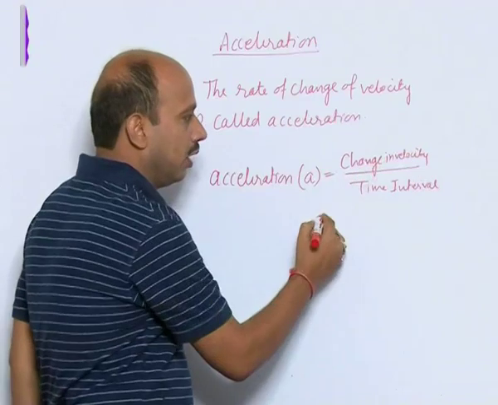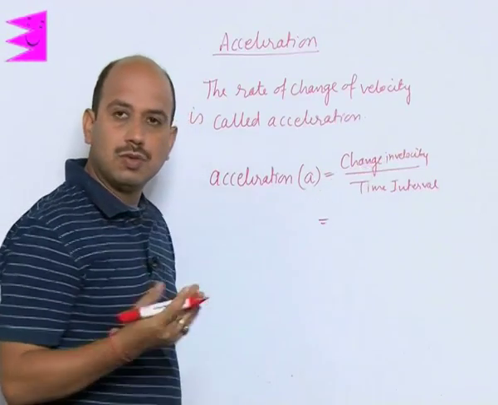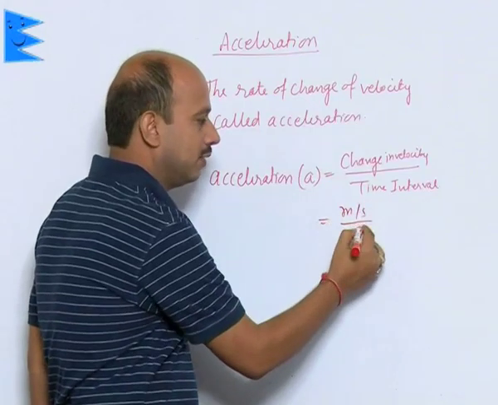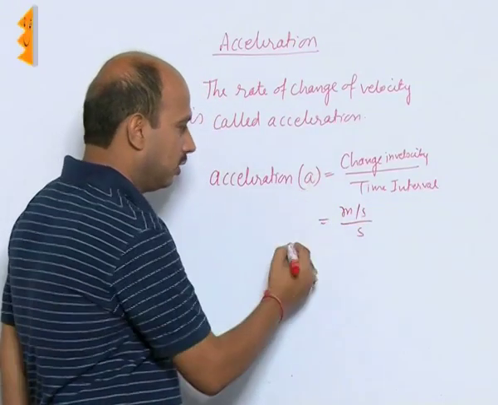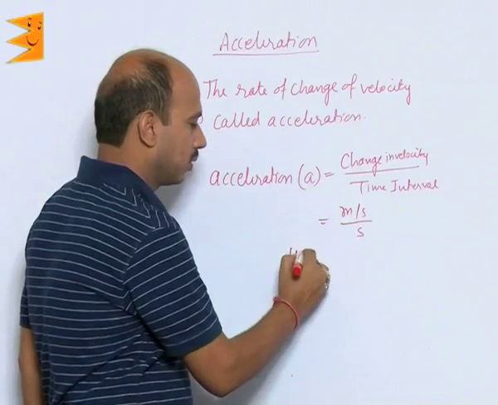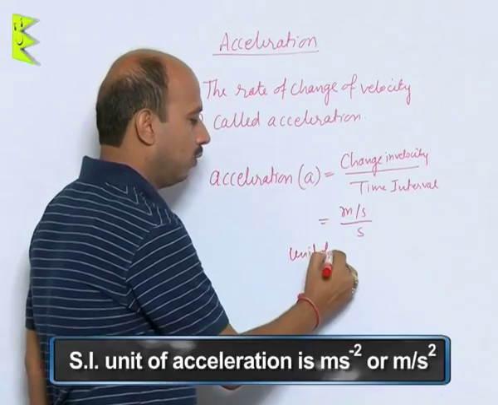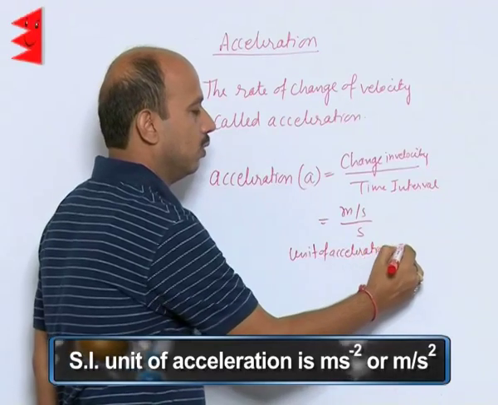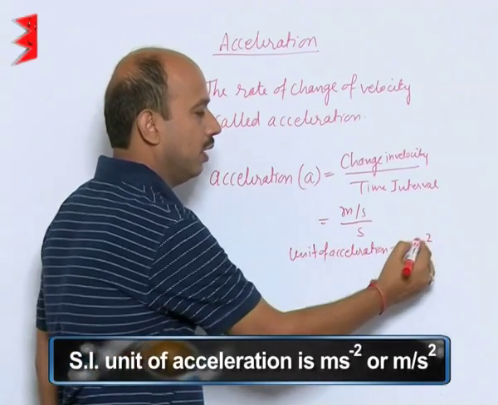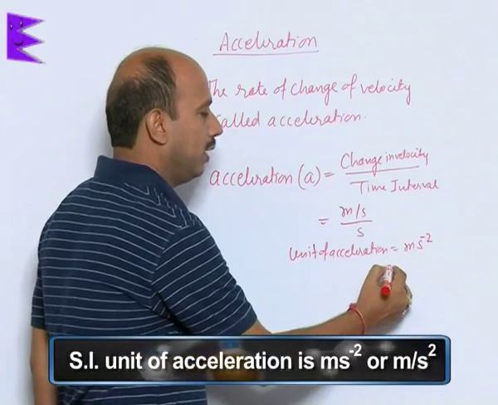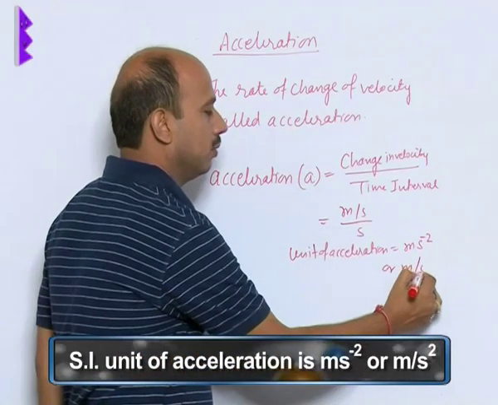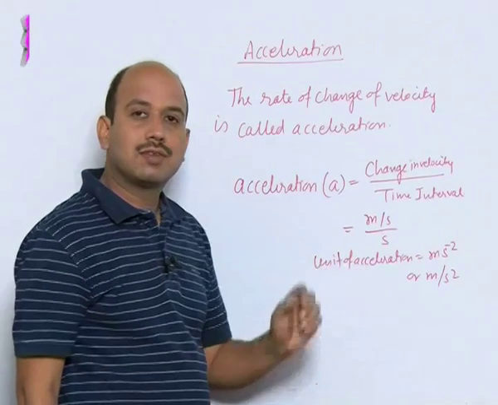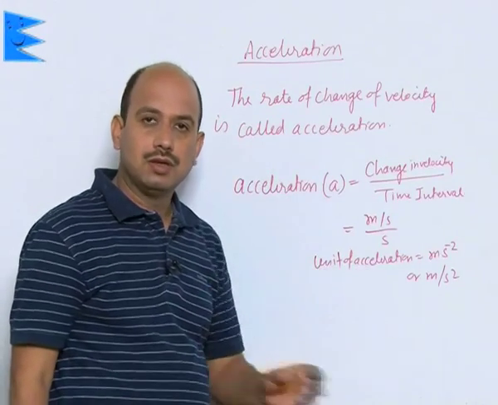We know it, change in velocity, that means velocity we can measure in meter per second, upon time interval, which is only second. So, the unit of acceleration is meter per second square, or we can write meter per second square in this way. See, the SI unit of acceleration is meter per second square.